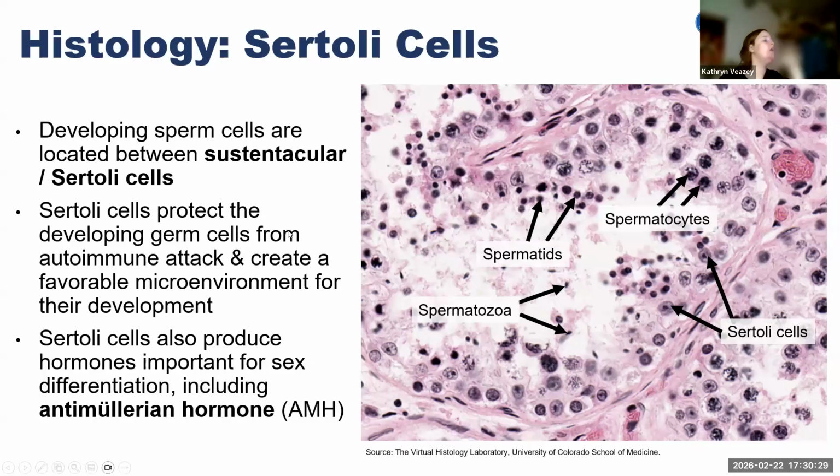They also produce a ton of hormones. One of these is called anti-Müllerian hormone. That's incredibly important embryologically to help us make sure that the male fetus is forming only male structures and not forming female structures, which are Müllerian structures. So things like the uterine tubes, for example.